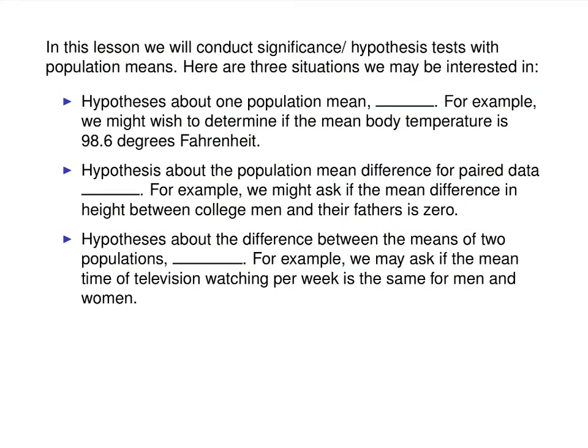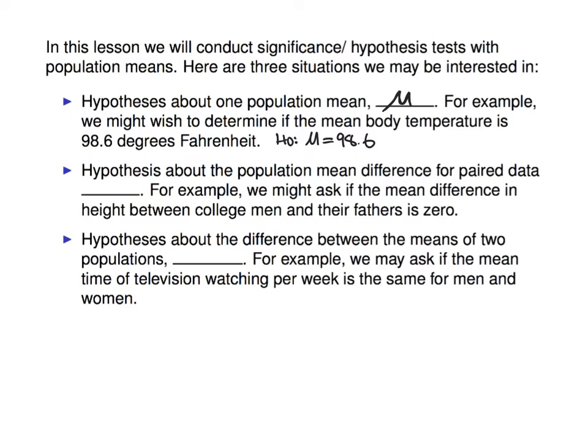So in this lesson, we're going to conduct significance or hypothesis tests with population means, and here are 3 situations you may be interested in. The first thing is hypotheses about one population mean. The proper symbol for that population mean is this Greek letter mu. For example, we might want to determine if the mean body temperature is 98.6 degrees Fahrenheit. In that case, our null hypothesis would be that the mean temperature is 98.6, and our alternative will be determined by the situation we're looking at.